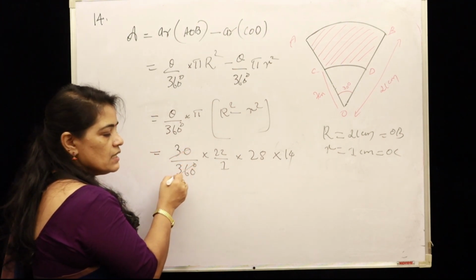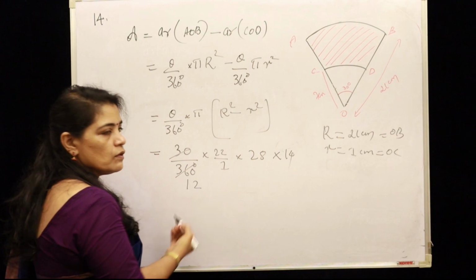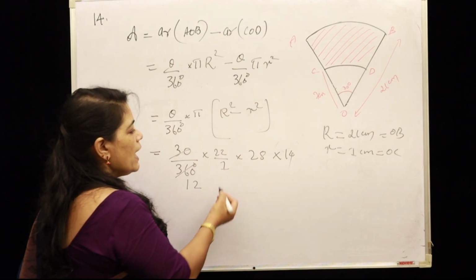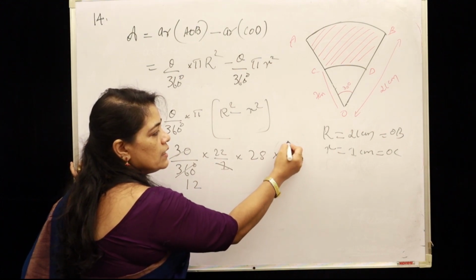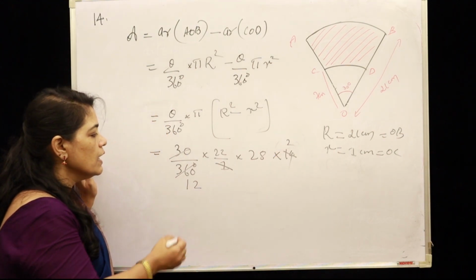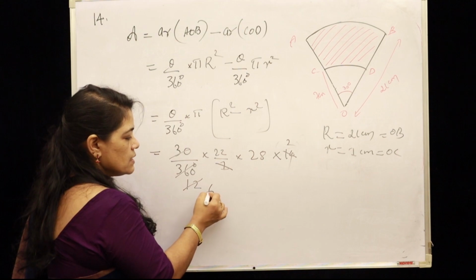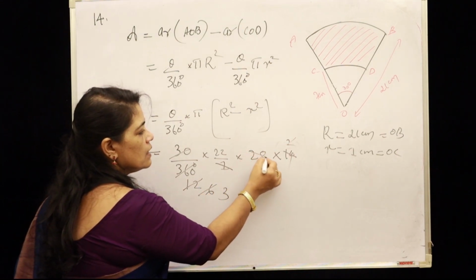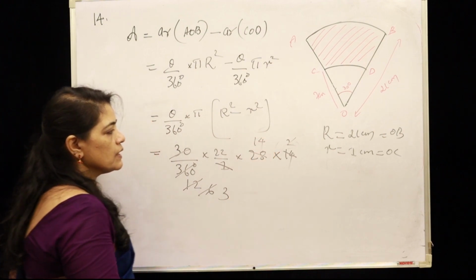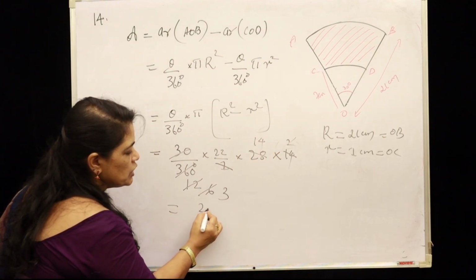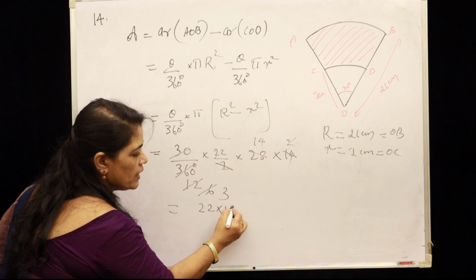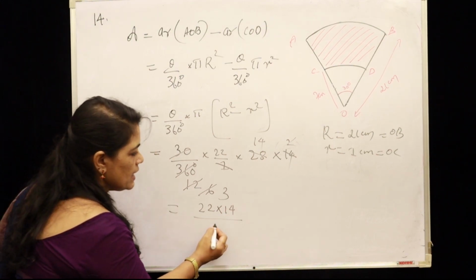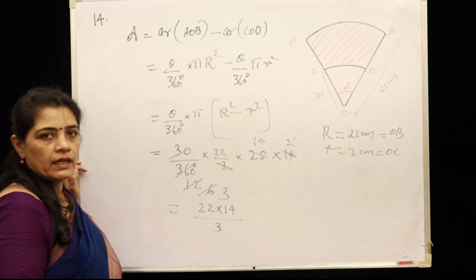Okay, a plus b into a minus b. So 30 in 360, 12 times. Okay, 0, 0 get cancelled, 3 in 36, 12. Okay, and 7 in 14, 2 times. Okay, and here 2 and 6, 2 get cancelled. Again 3 comes, here comes 14. That is 22 into 14 remaining in the numerator, divided by 3 alone in the denominator.